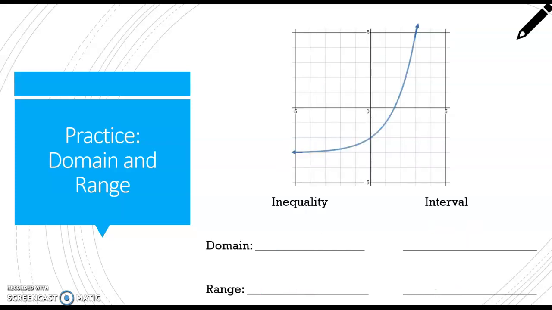Okay, here's an exponential function. For domain, this is going further to the left. This is going further to the right. So the domain is going to be all real numbers. The interval notation for that is negative infinity to infinity.